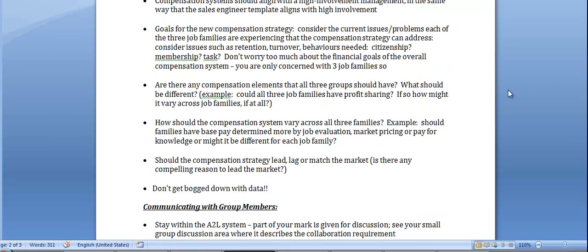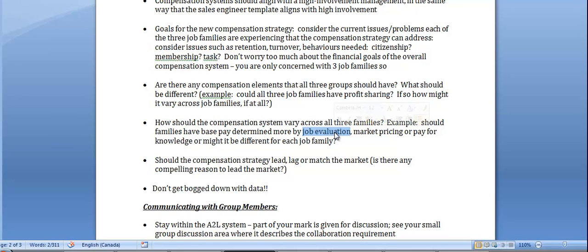The next thing I talk about here is how should the compensation system vary among all 3 families? So should we have base pay determined more by job evaluation, market pricing, or pay for knowledge? Might that be the same? Do you believe that for all 3 job families we should use job evaluation?